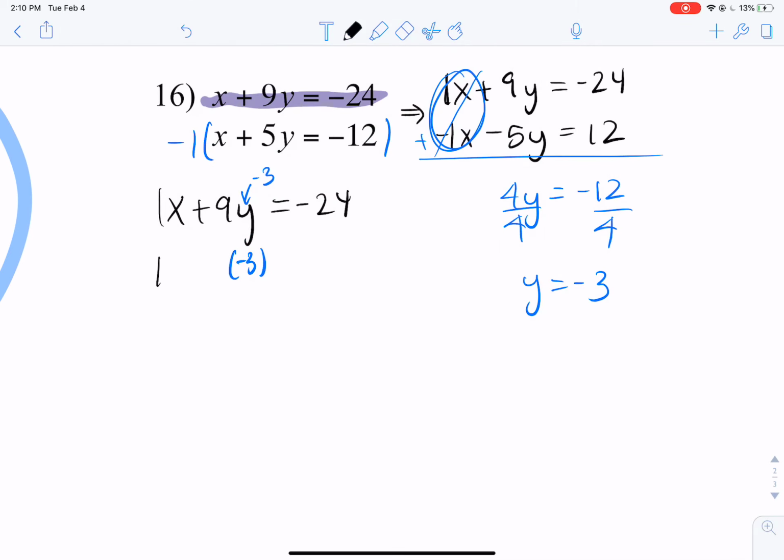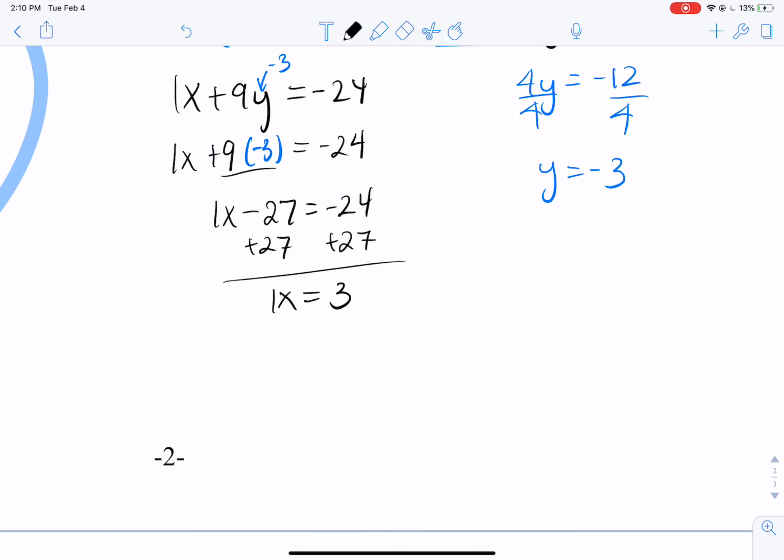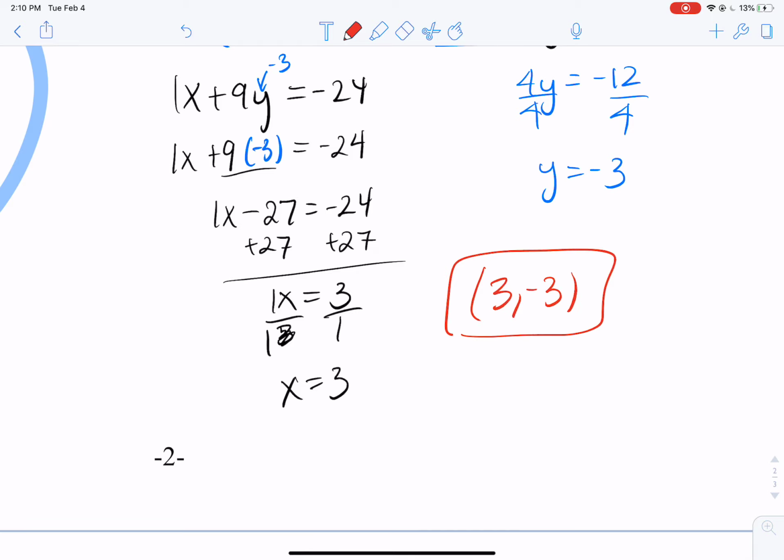So 1x plus 9 times negative 3 is equal to negative 24. So I'm going to multiply these two, and we end up with 1x minus 27 is equal to negative 24. I'm going to add 27 to both sides, and 1x is equal to positive 3. Divide by 1, and x is equal to 3. And there's your last one, okay? So for the last one, this should be your solution, all right?